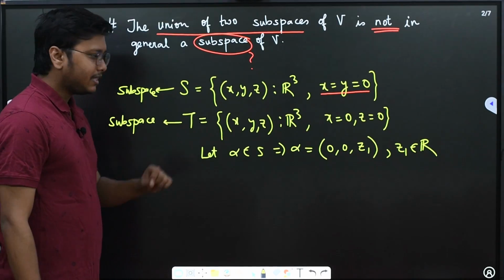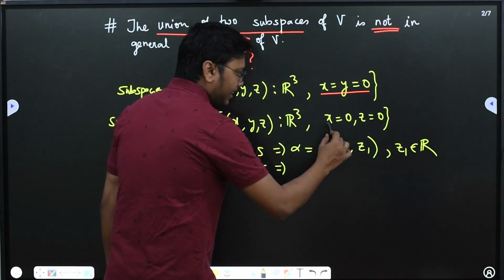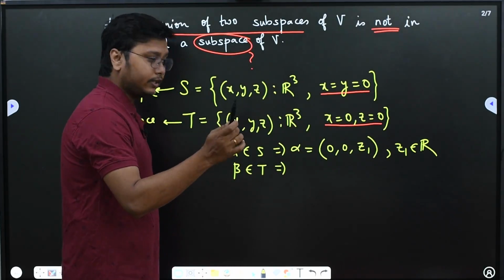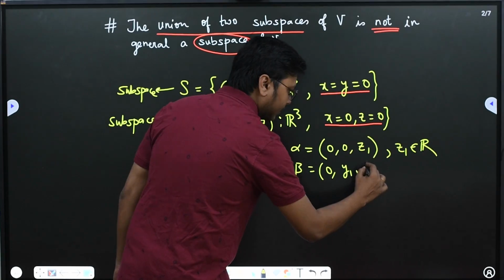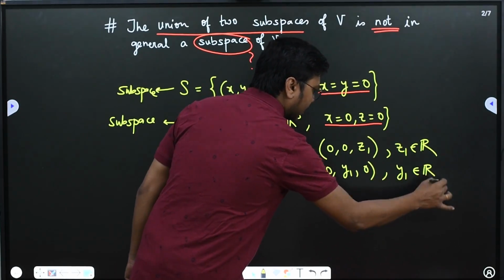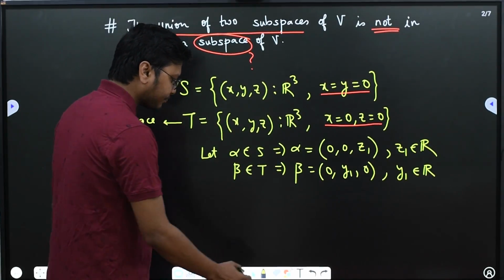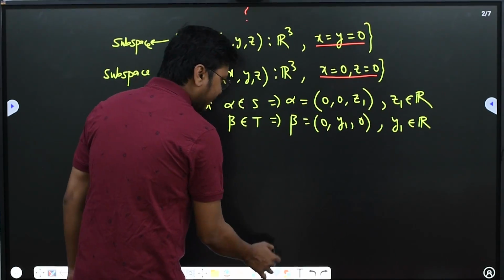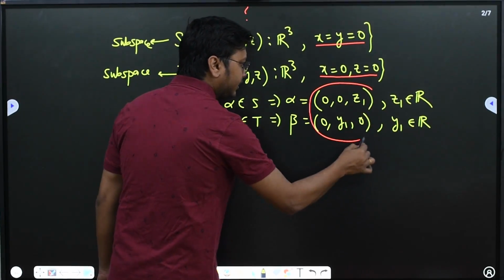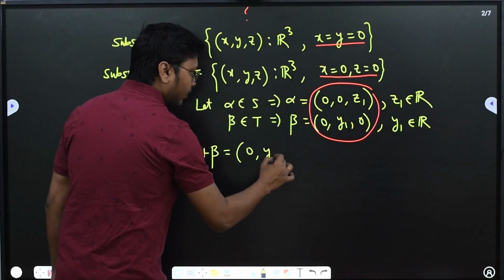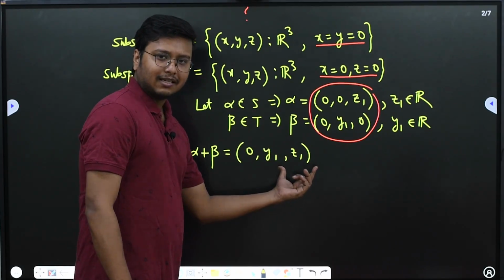Okay, and I am taking another element beta from the set T. So beta will look like this, where the x and the z coordinates are 0. So beta will be 0, y1, 0, where y1 belongs to R. So I've taken two specific elements from the subspace S and the subspace T. Now, if I take the addition of these two elements, that is alpha plus beta, you can see the addition of these two elements will be 0, y1, z1. So alpha plus beta looks something like this.